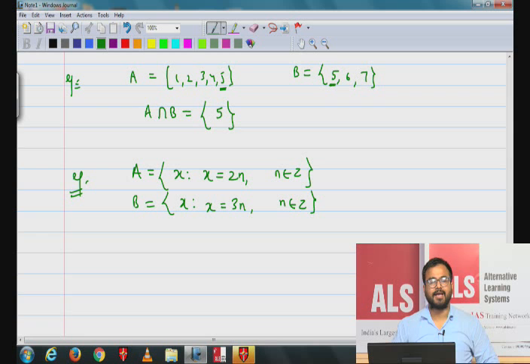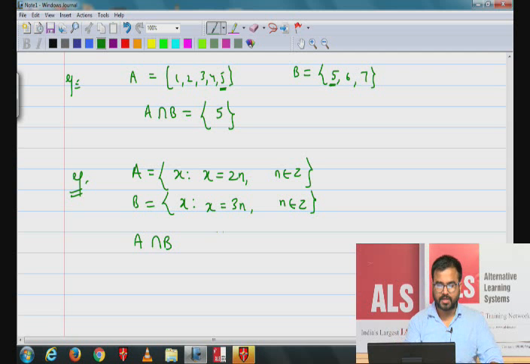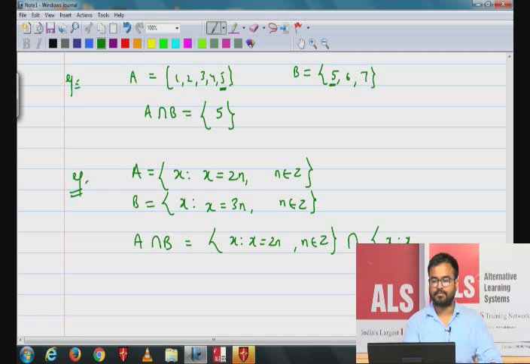A is the set of all x such that x is equal to 2n, where n is an integer, and similarly B is the set of all x such that x is equal to 3n, where n also belongs to integer. Now you have to figure out what is A intersection B. A intersection B means what is common to both of them. So you can write A intersection B as the set of all x, x is equal to 2n, n belongs to Z, intersection the set B, x is equal to 3n and n belongs to integer.